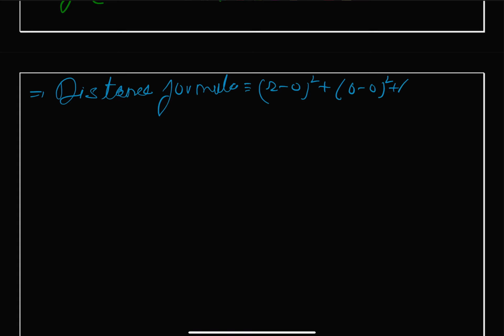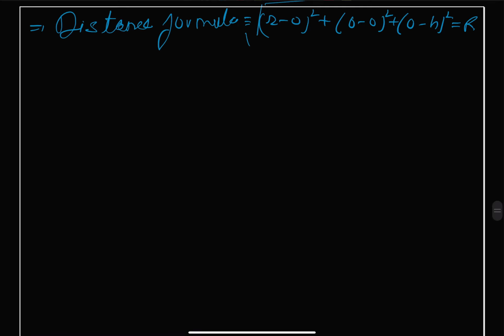So we can say, distance formula, this will be giving us square root of (r minus 0) squared plus (0 minus 0) squared plus (0 minus h) squared, which will be equal to capital R. Therefore, we can say that r square plus h square will be equal to capital R square, giving us that h will be equal to the square root of R square minus small r square.